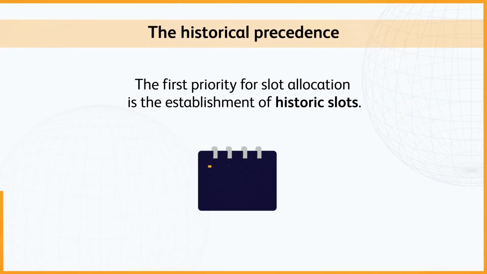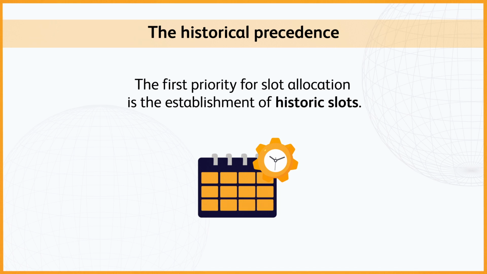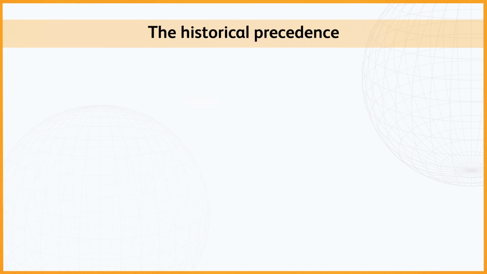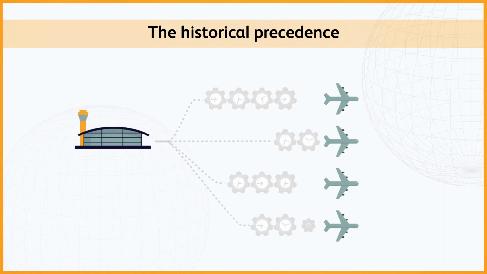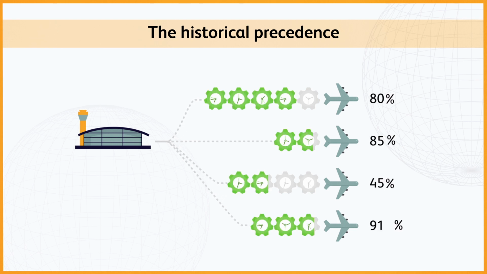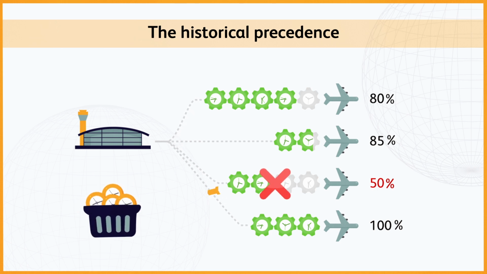The first priority for slot allocation is the establishment of historic slots. An airline will receive priority in slot allocation if it operated at least 80% of the slots allocated to it during the previous equivalent season. Failure to operate 80% of the slots allocated to an airline will result in the forfeiture of these slots in the next scheduling season. The slot will return to the pool.